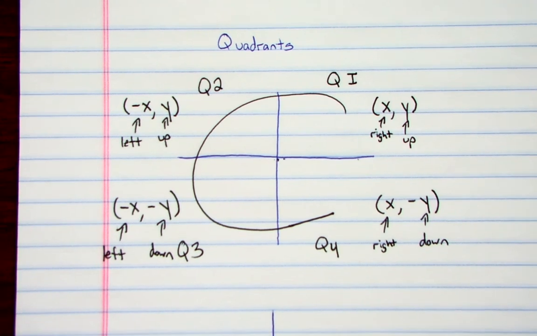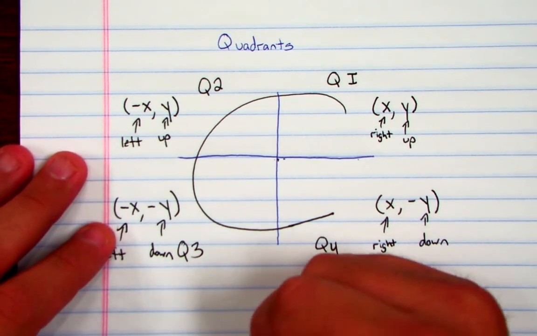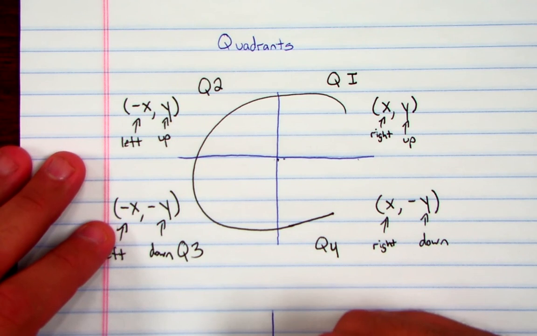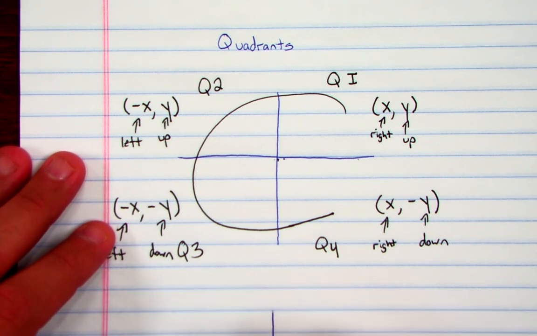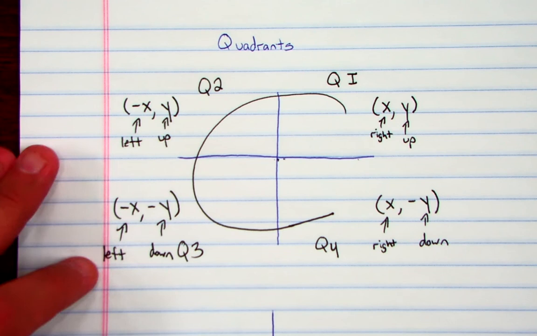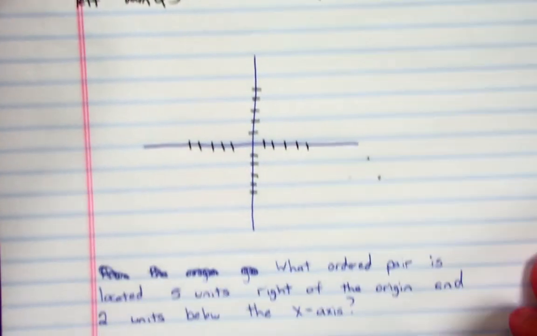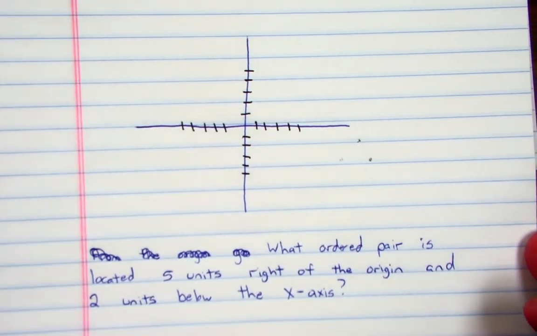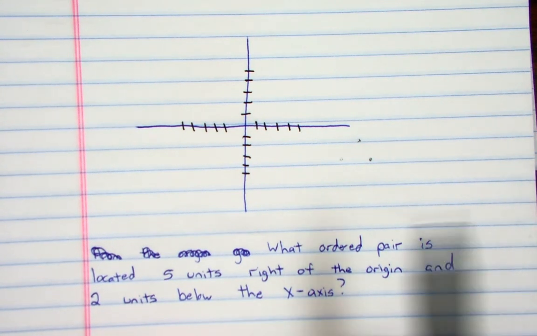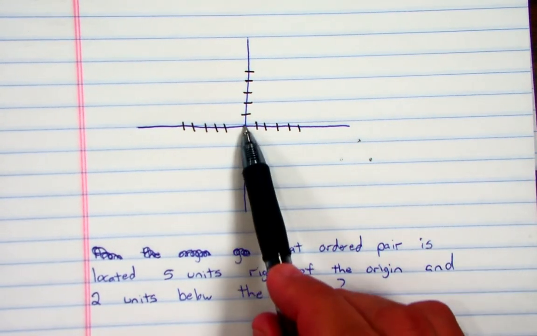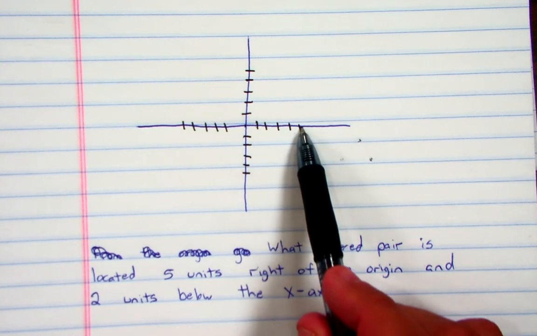Okay. What ordered pair, let me move this up so you can see it. What ordered pair is located 5 units to the right of the origin? So I'm going to stop right there. From the origin, 5 units to the right. 1, 2, 3, 4, 5. So you're right there.